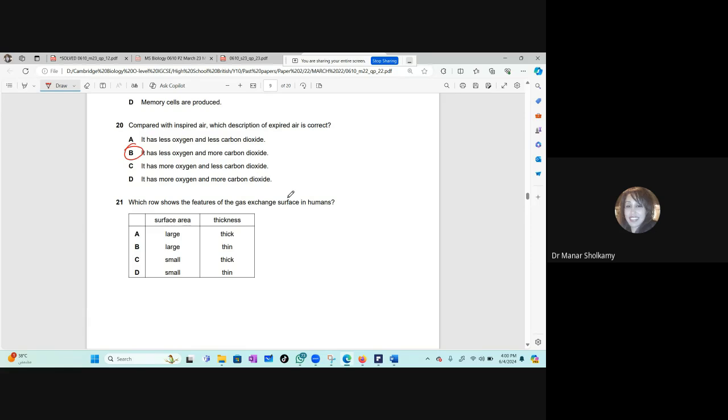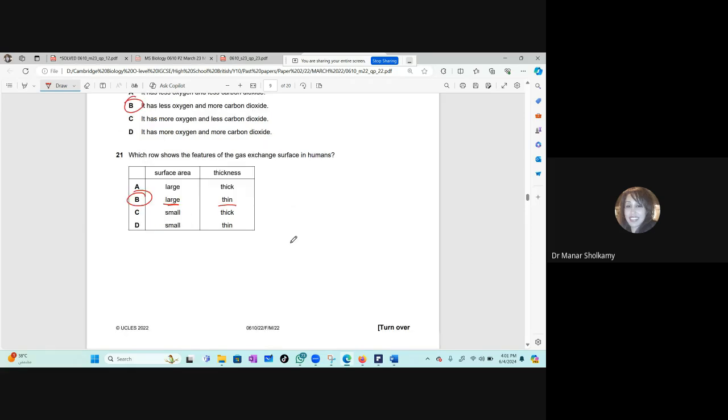Yes. Which row shows the features of the gas exchange surfaces in humans? Surface area, large or small, thick or thin, that's too easy. Large. Okay, surface area and thickness, thick or thin?